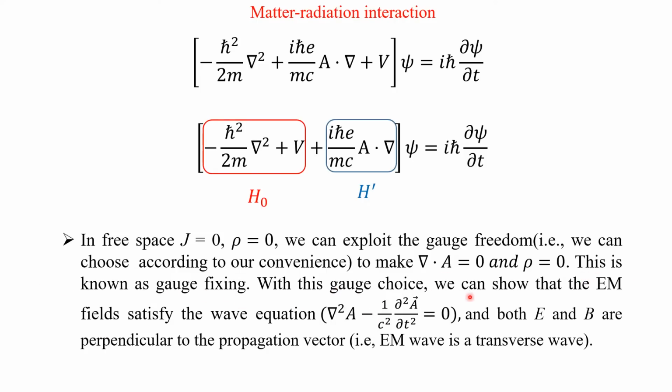With this gauge choice, we can show that the electromagnetic field satisfies the wave equation, del squared A minus 1 over c squared, ∂ squared A divided by ∂t squared, which is equal to 0. And both E and B are perpendicular to the propagation vector. That we know very well, that is, EM wave is a transverse wave. Now our task is to find the solution for this wave equation, which we know already.